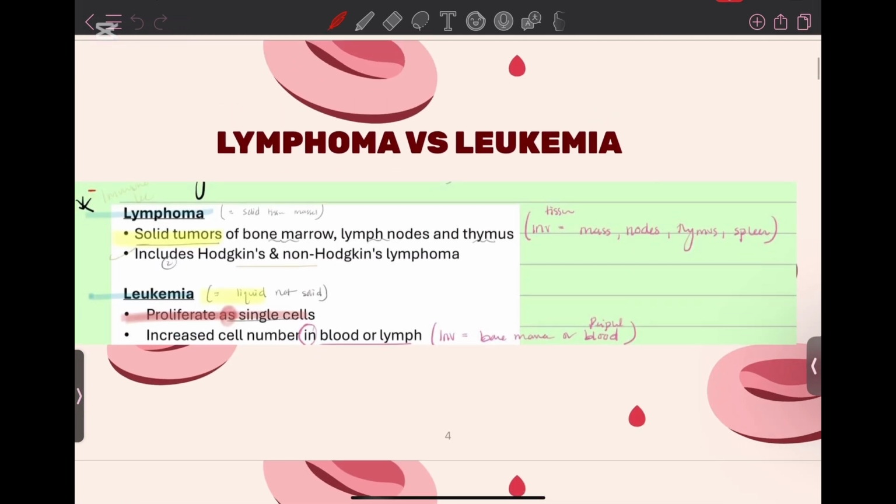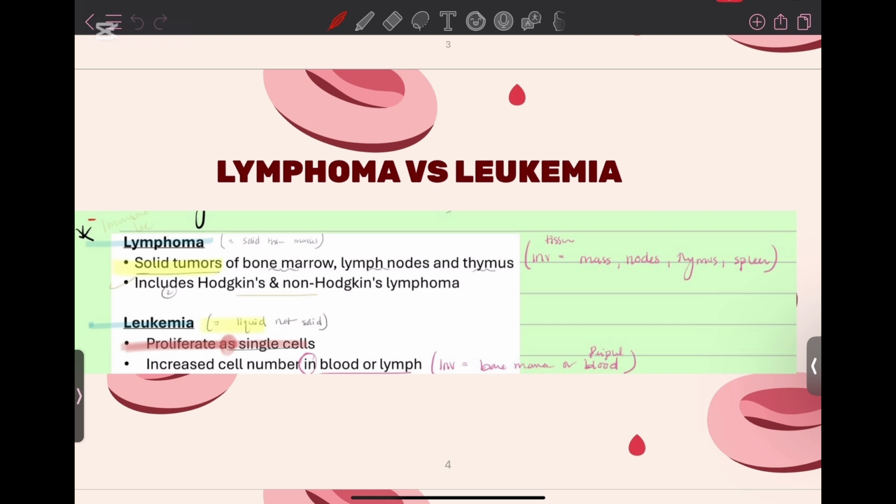Okay, first of all, we need to differentiate. What's the difference between lymphomas and leukemias? Lymphomas are known as solid tumors. You would actually palpate a solid tumor, whether it's in the lymph nodes, so palpable, or in the bone marrow, or even in the thymus. Okay, and we have two classifications for lymphomas, which we'll be covering, the Hodgkin's and the non-Hodgkin's lymphoma. Then leukemia is more of a liquid content. It's not a solid tumor that you would detect. So it would be, for example, an increase in the number of blood cells, in the blood or in the lymph generally.